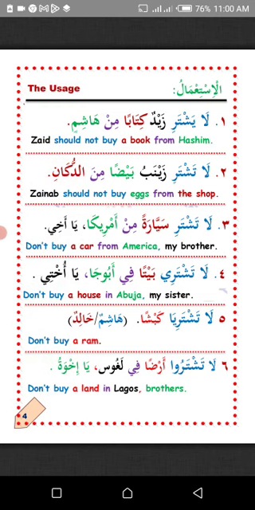الاستعمال, now the usage. Number one: لا يشتري زيد كتابا من هاشم. لا يشتري زيد كتابا, Zaid should not buy a book, من هاشم, from Hashim. Number two: لا تشتري زينب بيضا من الدكان. لا تشتري زينب بيضا, Zainab should not buy eggs, من الدكان, from the shop.